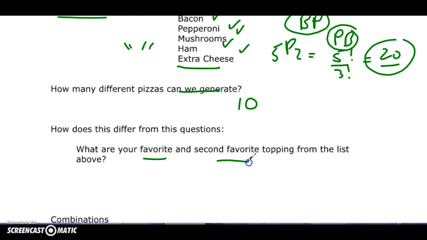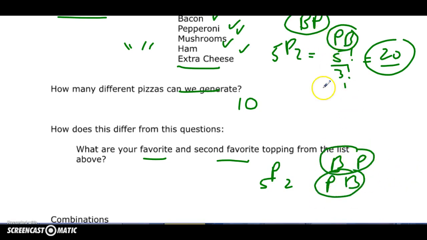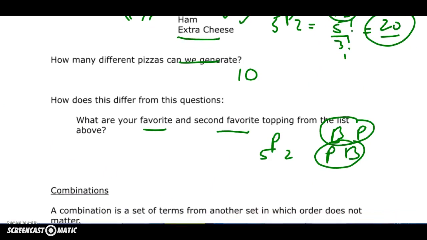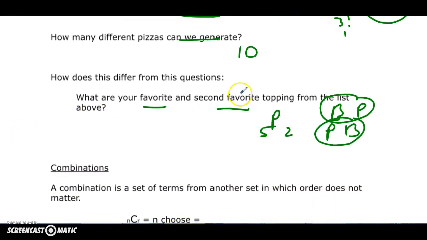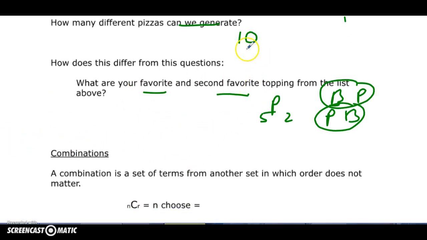If I said, what are your 2 favorite toppings, you would say bacon's my favorite and pepperoni is my second favorite, and so on. Then you could come back and say, no, pepperoni is my favorite, bacon's my second favorite. These are order matters. This is not order matters. So this number will get smaller. How much smaller? It looks like half as big. And the reason it's half as big, I'll give away the punchline, is that you're going to divide by the number of things you're choosing, factorial.